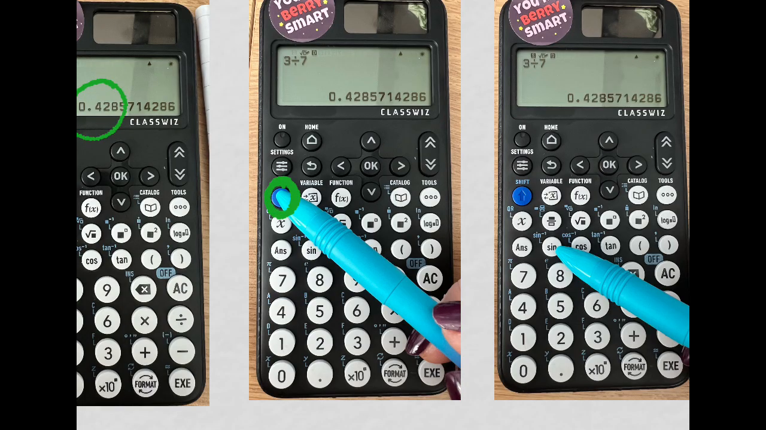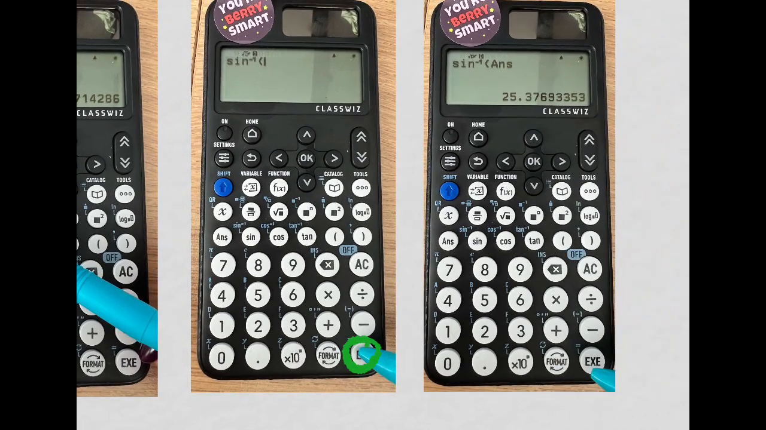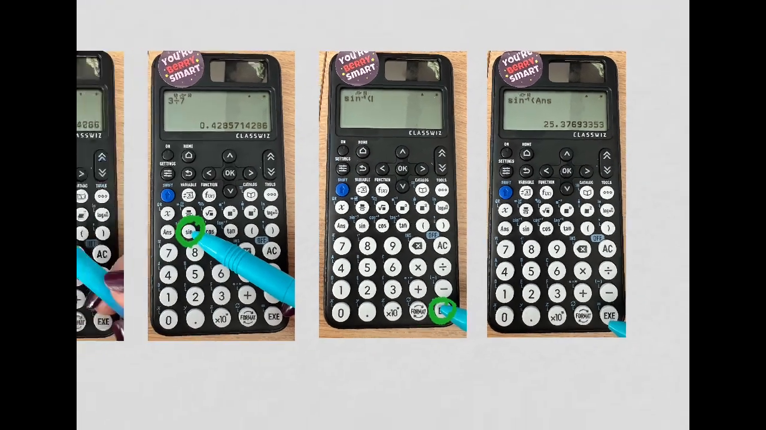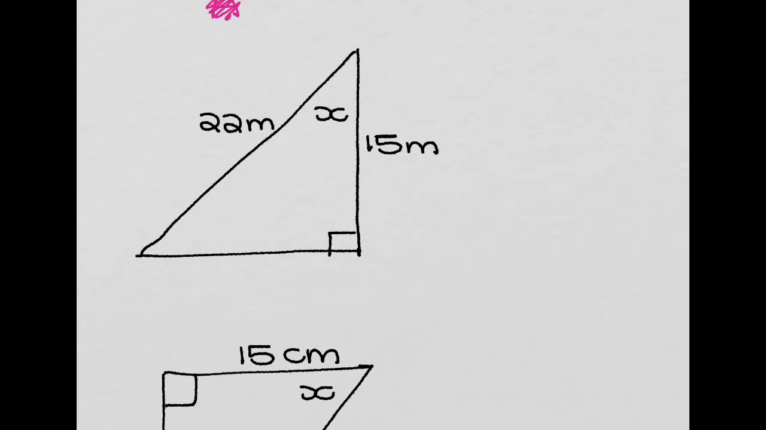What rule were we using? In this question, we were using sine. So you pressed shift, let go, sine, let go, equals, let go, and you will get 25.37. So try that again. You're going to say 3 divided by 7, shift, sine, equals, and you should get 25.37. All right, let's do it again.